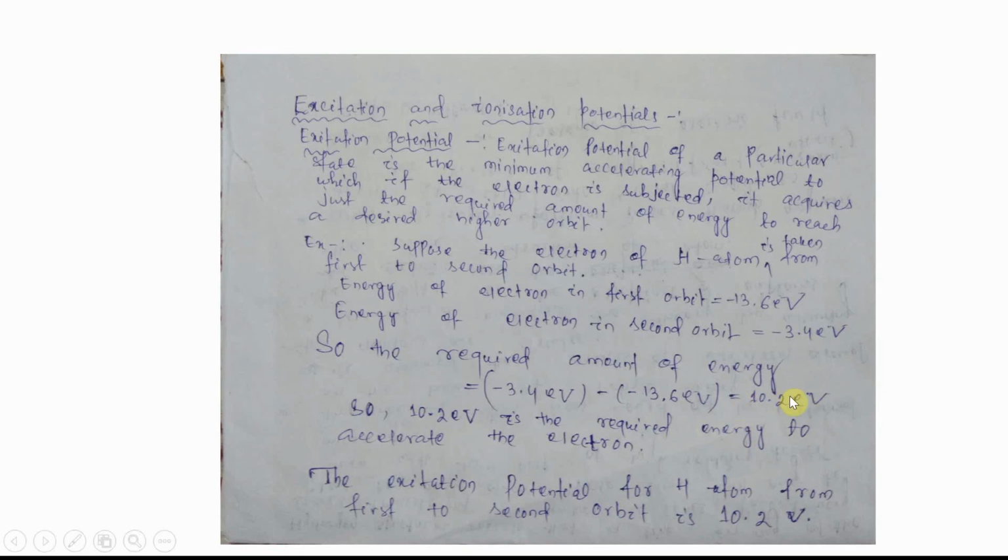So this is the amount of energy required by the electron to move from the first to the second orbit, and the associated potential here is 10.2 volt. So 10.2 eV is the required energy to accelerate the electron, and the excitation potential for a hydrogen atom from the first to the second orbit is 10.2 volt. So 10.2 volt is the associated excitation potential, and 10.2 eV is the excitation energy.